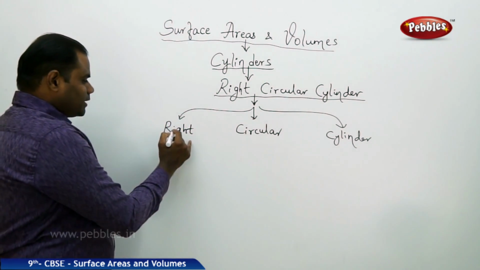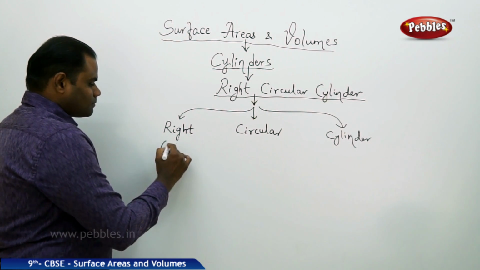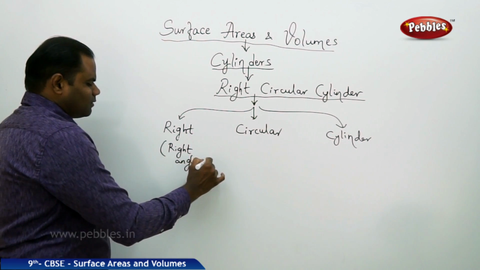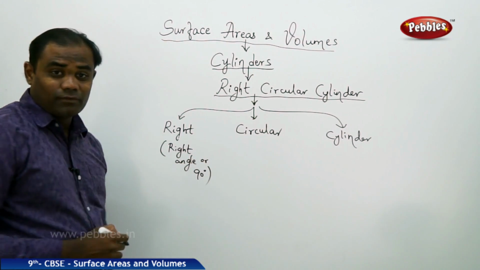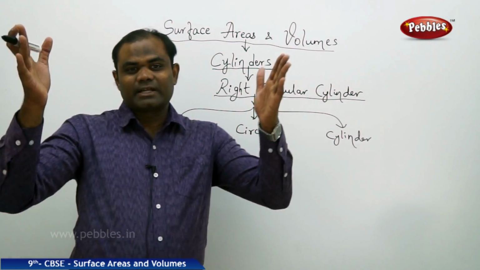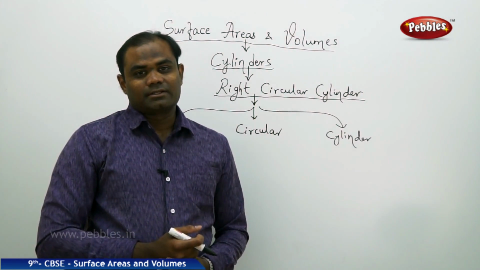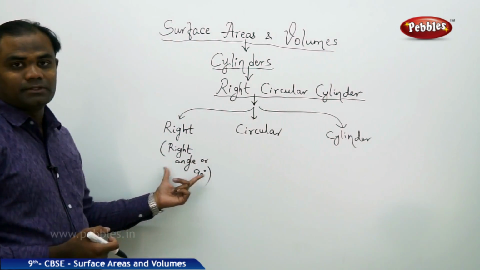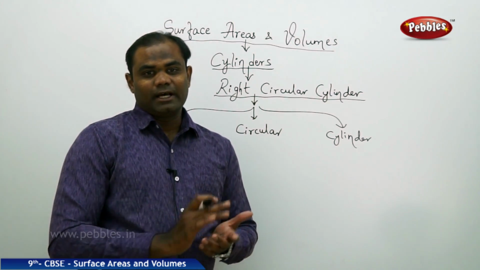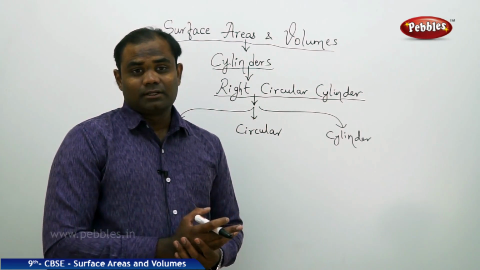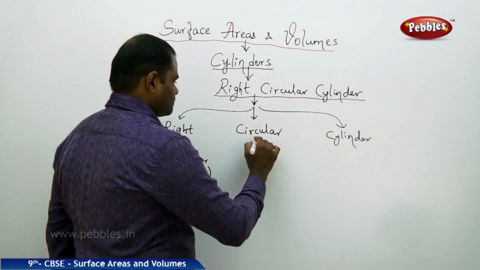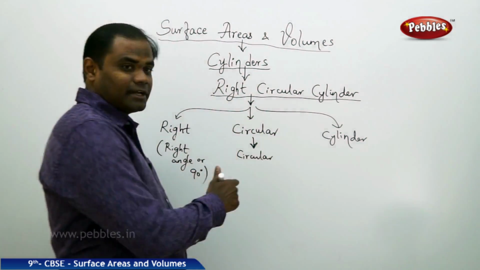As we see, right in mathematics means the one which is at a right angle or 90 degrees. A cylinder which is exactly straight at 90 degrees is called a right circular cylinder. And of course, the cylinder must be circular. It cannot have a shape other than each of the circles being constructed to form a cylinder. And circular at every stage.